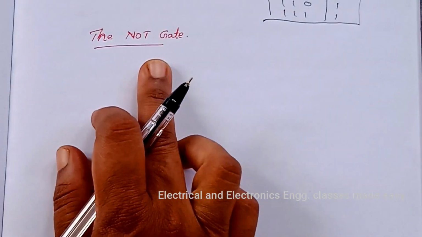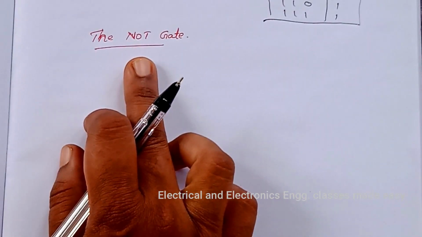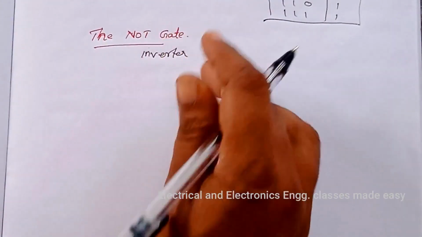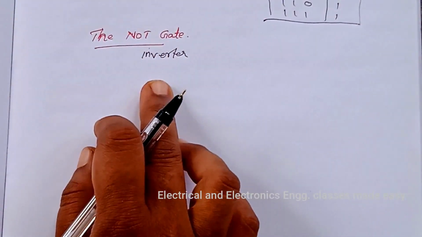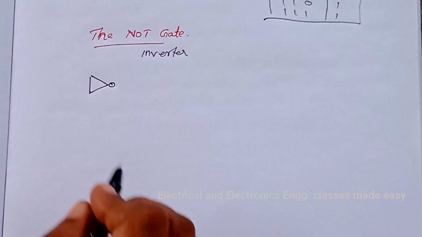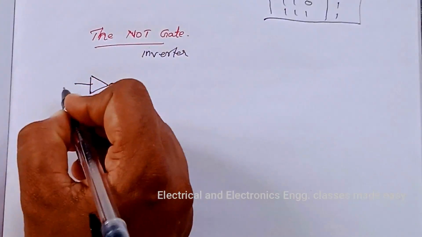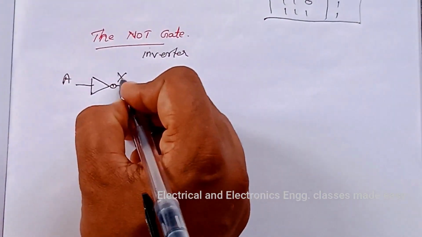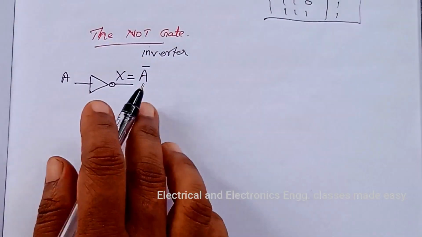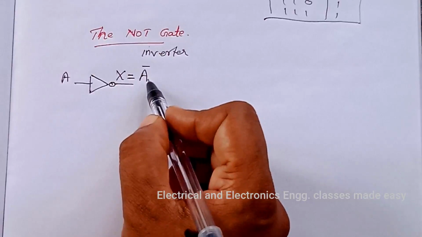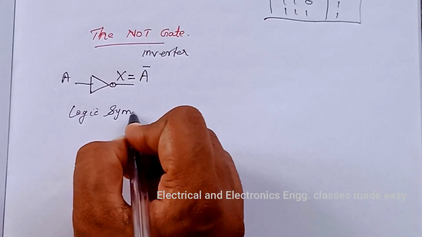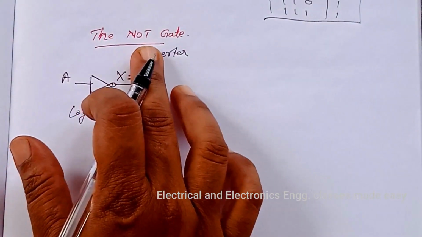Next is the NOT gate. A NOT gate, also called an inverter, has only one input and only one output. The symbol of the NOT gate is like this. The input is A, the output is X, and X is equal to A bar. It is read as X is equal to A bar. So this is the logic symbol of a NOT gate.